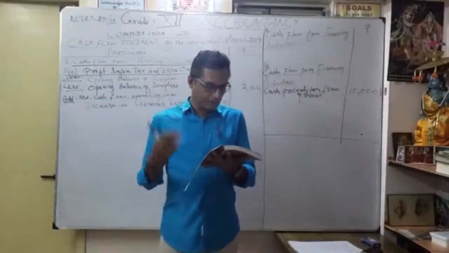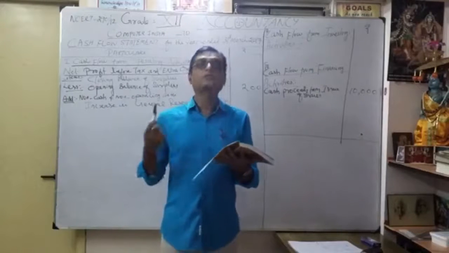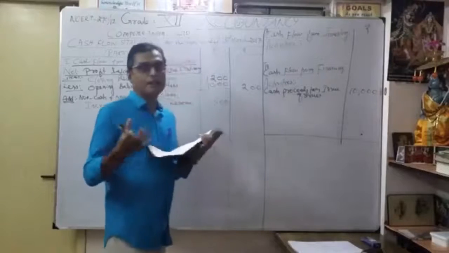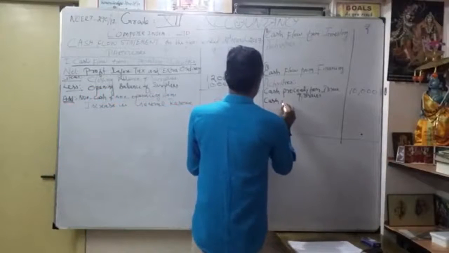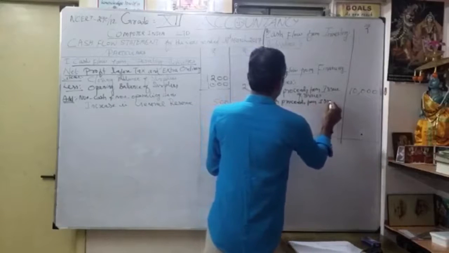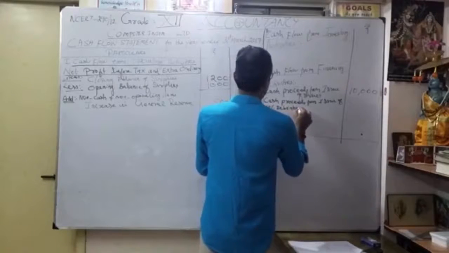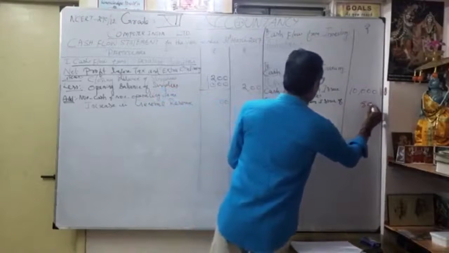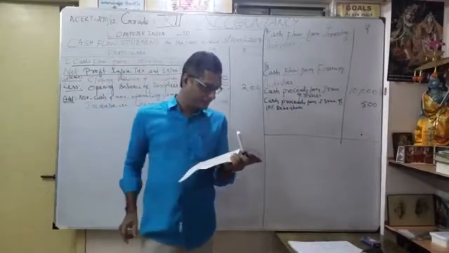Then move to the non-current liabilities. Under that they have given 10% debentures. That means 2016, 6,000, now becomes 6,500. So you know very well that you got cash through issue of debentures. You can do it here. Cash proceeds from issue of 10% debentures. How much increased? 500 increased. Put it here, 500. Understood now?